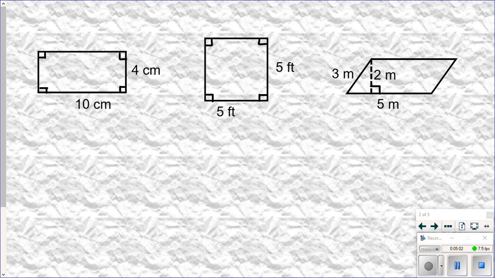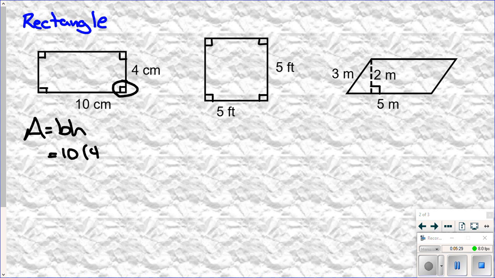All right, so I got three shapes here for you. The first one we're going to do is a rectangle. All right, and the area of a rectangle is simply base times height. And again, the base and the height are connected with a right angle. There it is, right there. It's connecting the base and the height. So all we have to do is multiply 10 times 4, and we get that the area is 40 centimeters squared.